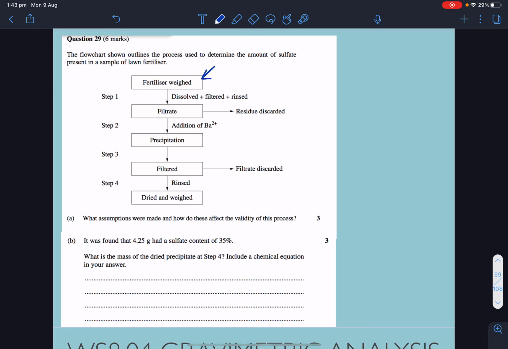So, step 1 is dissolve, filter, and rinse. So we get the filtrate, and anything that's not dissolved we get rid of. So our sulfate will be in solution here. Then we add our barium 2+, and we get a precipitate. Then we filter that out. We don't care about the filtrate. We care about the filter. We rinse it and dry and weigh that at the end. That's a really good flowchart, actually.